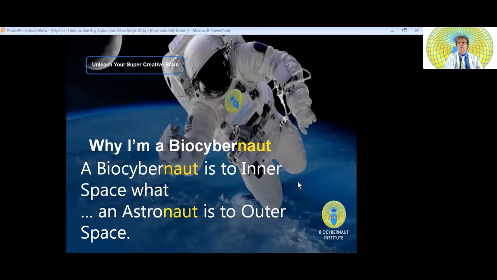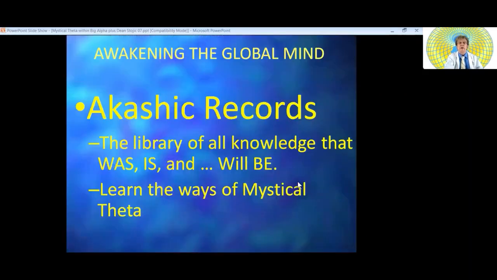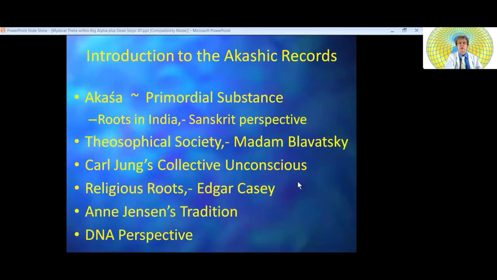Well, we're biocybernauts here. The Akashic Records is the library of all knowledge that was, is, and will be. It's an energetic library. It's not a physical library in the sky somewhere. And so to access it, we need to learn the ways of mystical theta. Akasha is a Sanskrit word which means primordial substance. The roots of this work are in India, and it has a definite Sanskrit perspective.